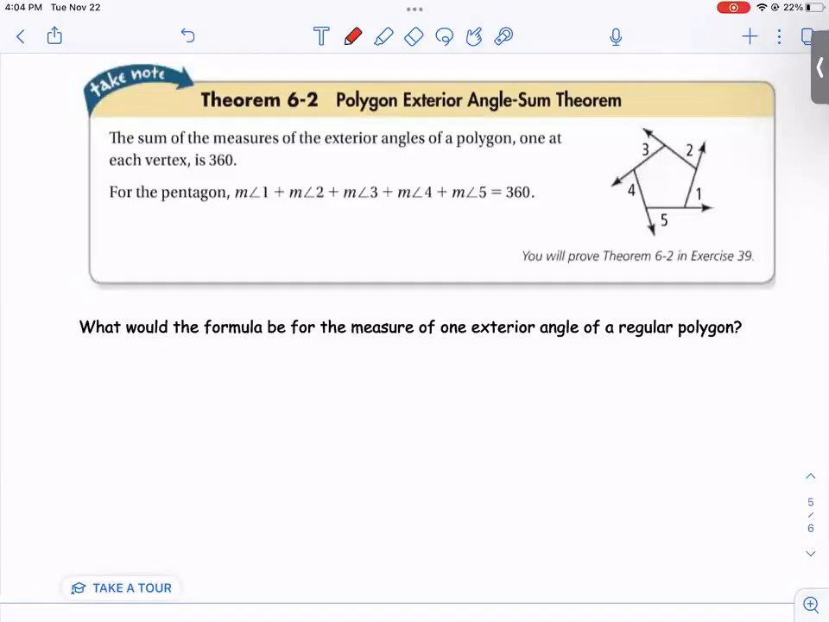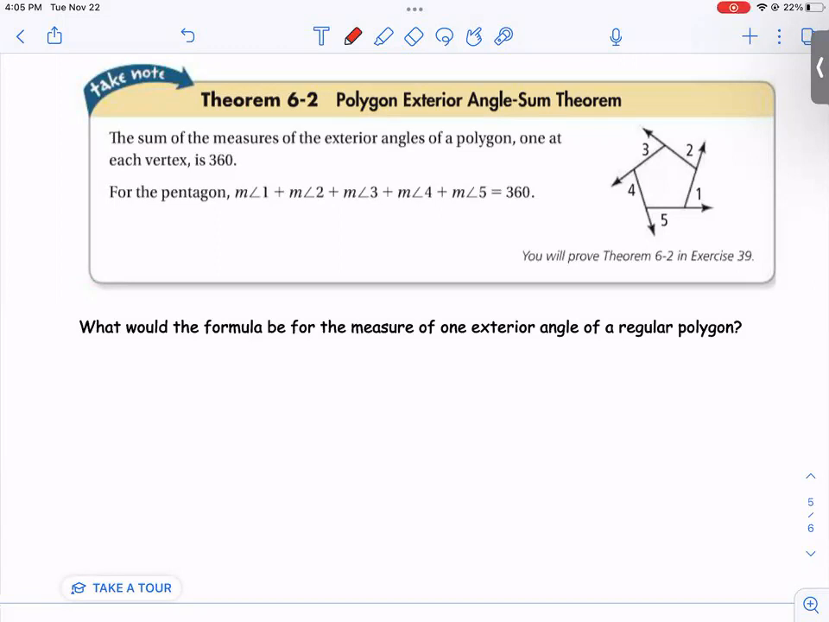The second theorem we're going to chat about here is the polygon exterior angle sum theorem. So this theorem reads that the sum of the measures of the exterior angles of a polygon, one at each vertex, is 360 degrees. So for a pentagon, if you notice the picture on the right, every side length was extended, just like we did exterior angles of triangles, and created an angle with the other side that's adjacent to it and the extended side.